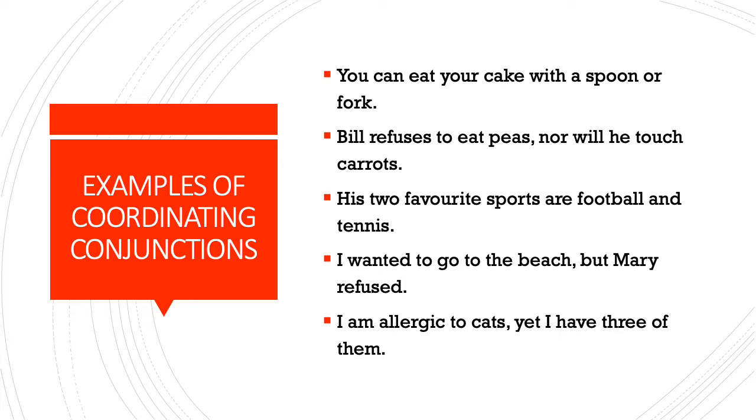I wanted to go to the beach, but Mary refused. So, I and my friend Mary. Okay, so me and Mary, we are friends. We are both of equal level, but she refused. That is, Mary did not want to go, I wanted to go. Clear? I am allergic to cats, yet I have 3 of them. So again we are joining these two sentences with "yet", and this is a coordinating conjunction.